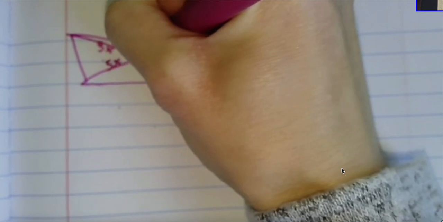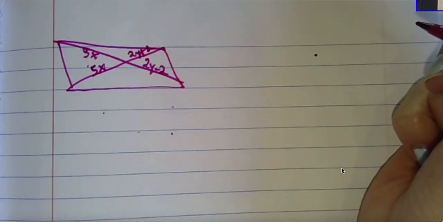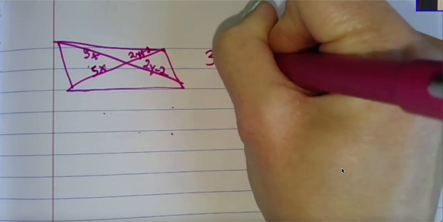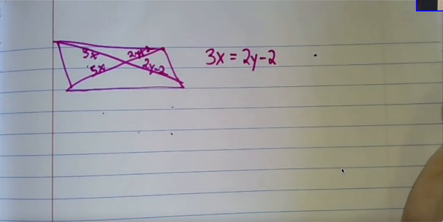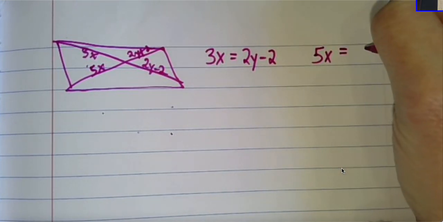So I'm going to write that. What do I know about those two things? They're equal. I'll write that in a second. Then they do the other diagonal. This one is 5x and this one is 2y plus 2. I know that's hard to see on my picture, but I'm going to write those two diagonal equations as equal to each other. This is not easy. This was difficult back in Algebra 1. 3x equals 2y minus 2, and 5x equals 2y plus 2.